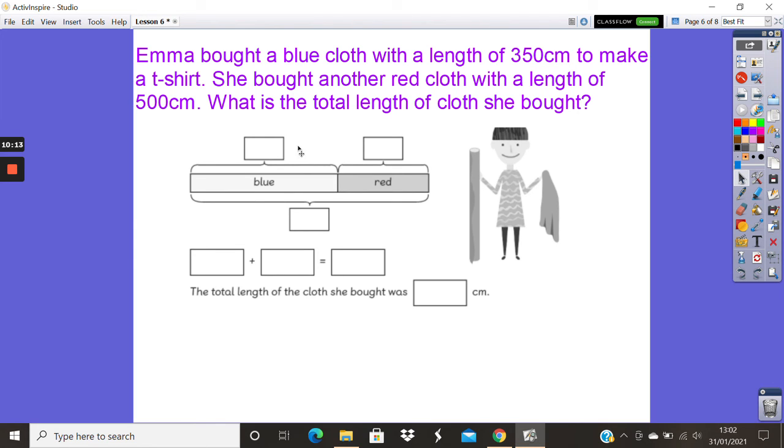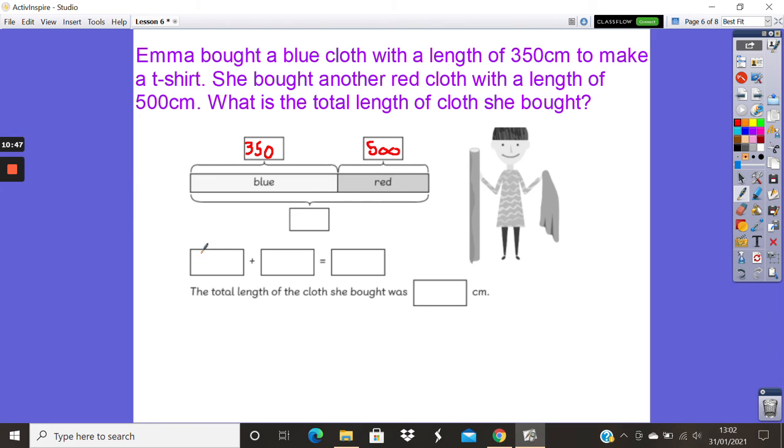In your book, one of your questions is laid out like this with a bar model. We need to make sure that we're filling that bar model in. So Emma bought a blue cloth with a length of 350 centimetres. Here, we know the length of the blue cloth, so up here we're going to write the length, which was 350. Okay. To make a t-shirt, she bought another red cloth with a length of 500 centimetres. So again, we know the length of the red cloth, which is going to be there. What is the total length of cloth she bought?